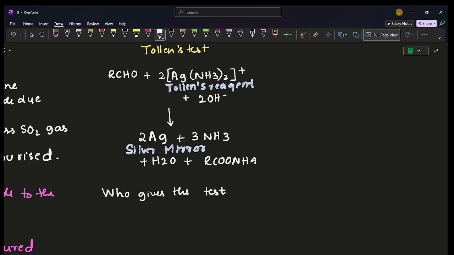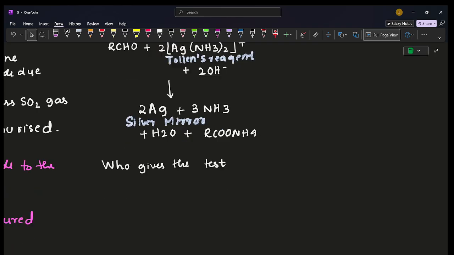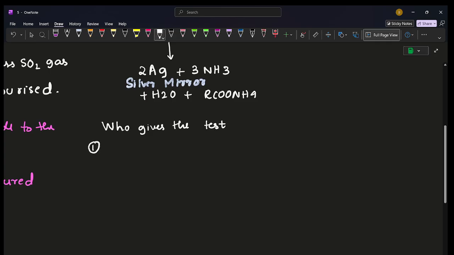Could you tell me who gives Tollens test and who do not give Tollens test? The Tollens test, also called the silver mirror test, distinguishes aldehydes. You can have either aliphatic or aromatic aldehydes to do the test, and to destroy the silver mirror, they usually use dilute HNO3. Okay, let's write according to it.